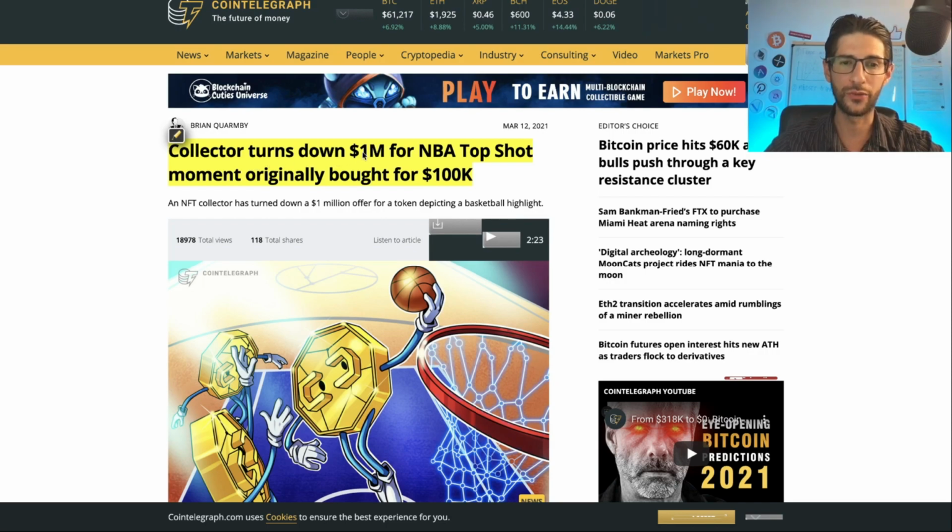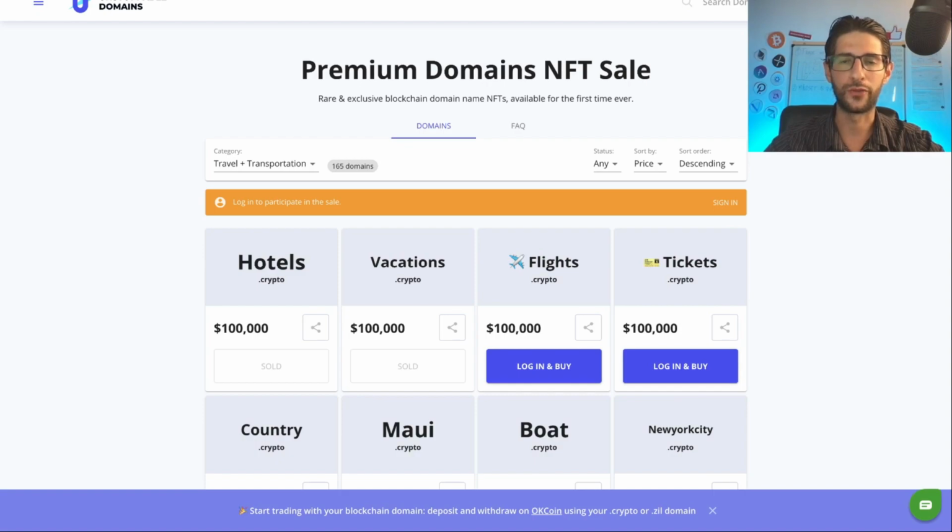Another collector turns down 1 million for an NBA Top Shot moment originally bought for 100K. So these are all hype news that I wanted to show to understand the psychological moment that we have with that. There are other projects that are really doing cool stuff with NFTs. For example, Unstoppable Domains, where you can buy a crypto domain and it will work as an alias for your cryptocurrency wallets. Unstoppable Domains has partnerships with a lot of exchanges. So when Bitcoin and cryptocurrency go mainstream, you will probably not need to put in all the wallets if you want to do a transaction. You will be able to use this namespace that will be reserved and owned by you if you buy it.